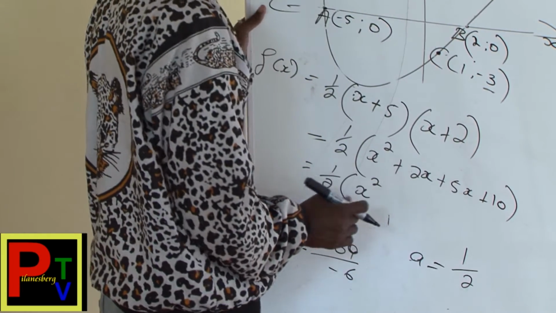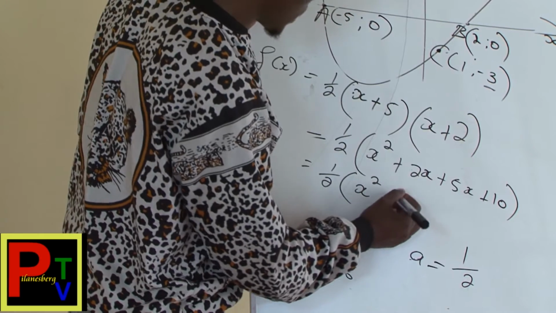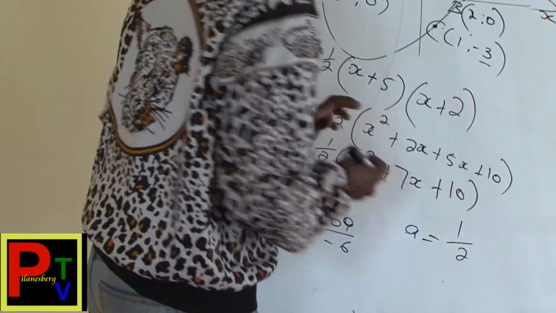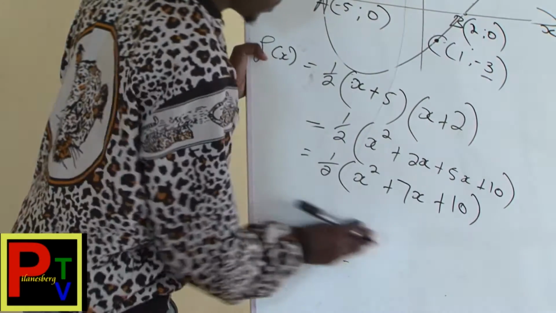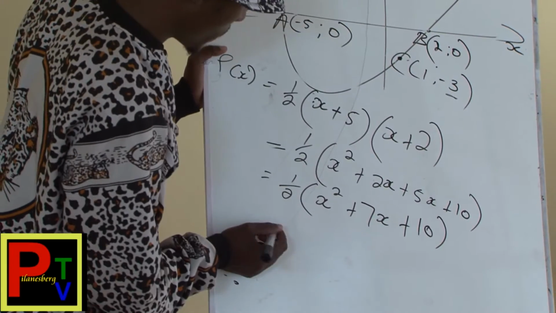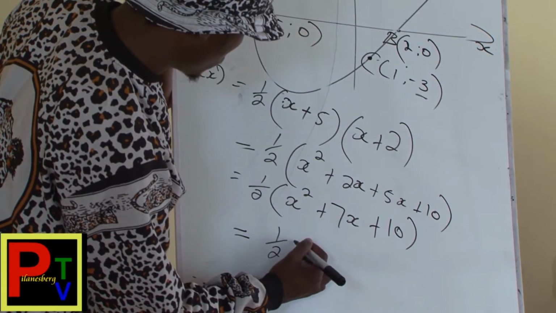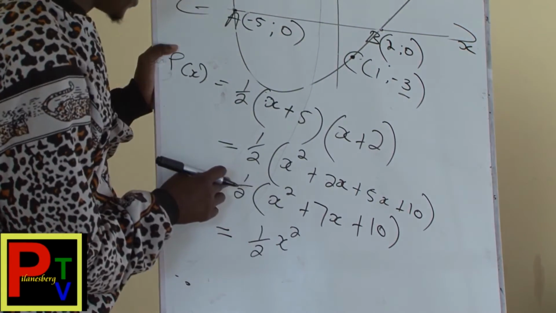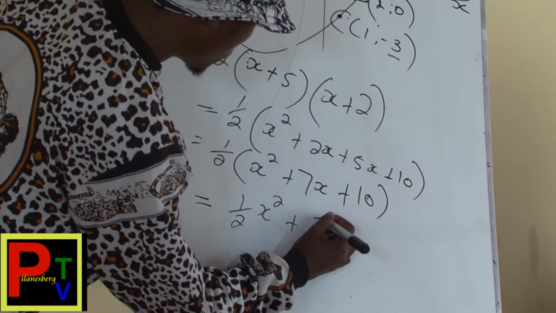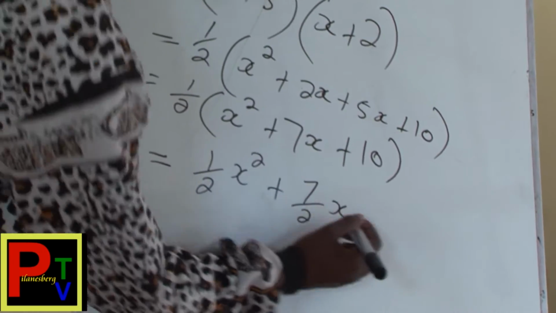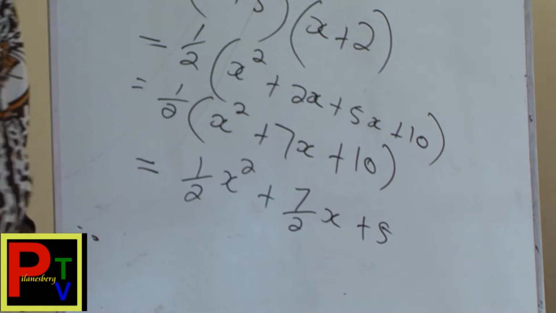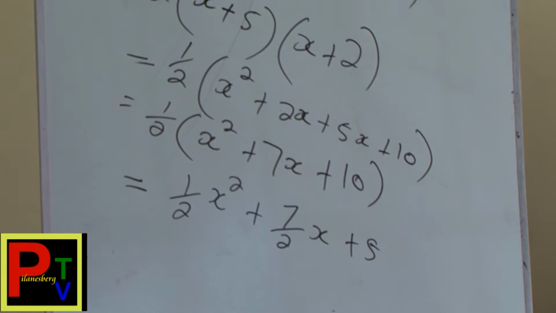x squared. Then you group the like terms. 2x plus 5x, that is 7x. Plus 10. Therefore, you just break the brackets. You multiply everything by half. That is 1 over 2, or half x squared. Then half times positive 7x. That is the same as positive 7 over 2 x. Then half times 10. That is 5. Therefore, this is your equation of your parabola.